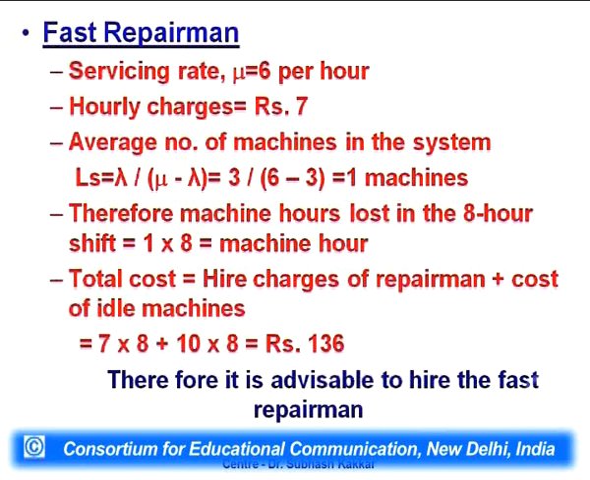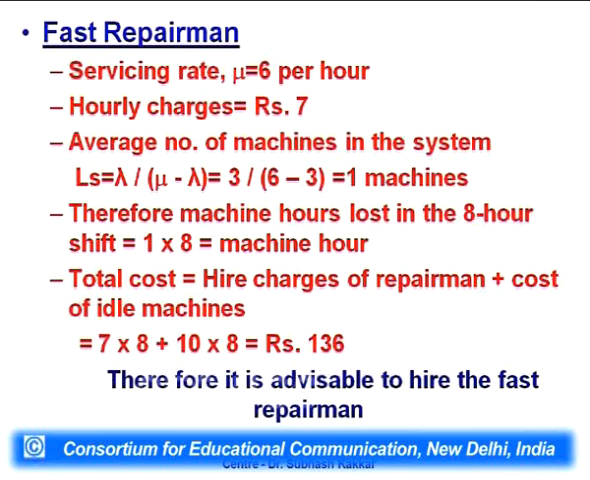The fast repairman's servicing rate is 6 per hour. So, in this case mu is 6 per hour, hourly charges are rupees 7. The average number of machines in the system, LS, again by the same formula, lambda divided by mu minus lambda, is equal to 3 divided by 6 minus 3, 1 machine only. In this case, 1 machine is waiting in the system. Therefore, machine hours lost in the 8-hour shift: 1 into 8 machine hours.